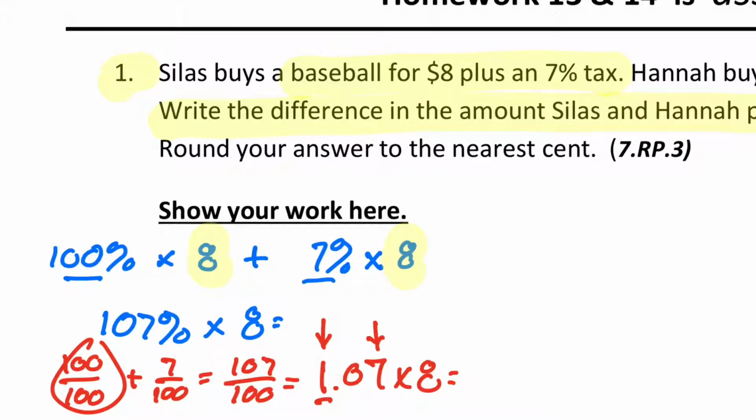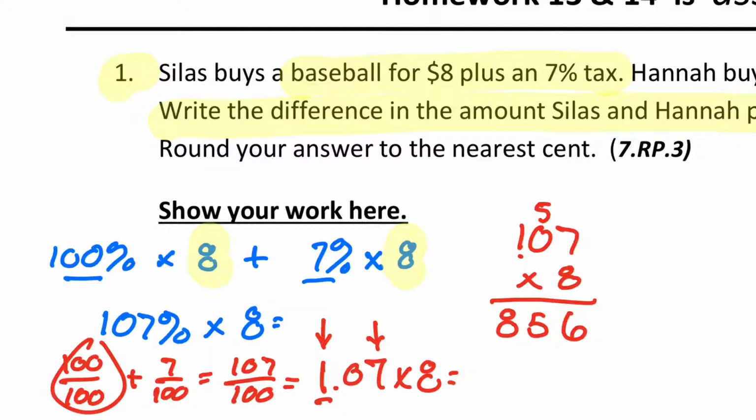Now, I said you could use your calculator, but let's just crank this one out. It's not such a big deal. 107% of $8 is 7 times 8 is 56. 8 times 0 is 0 plus 5. And 8 times 1 is 8. We have 2 decimal places in here, so our answer will have 2 decimal places. Looks like he paid $8.56 for that baseball. Such a bargain.